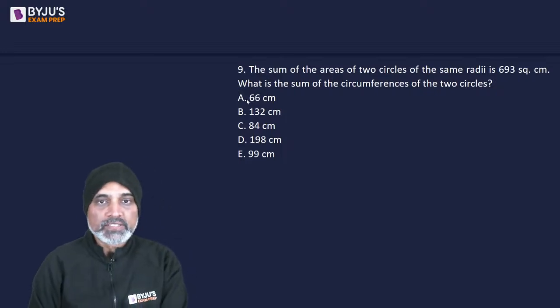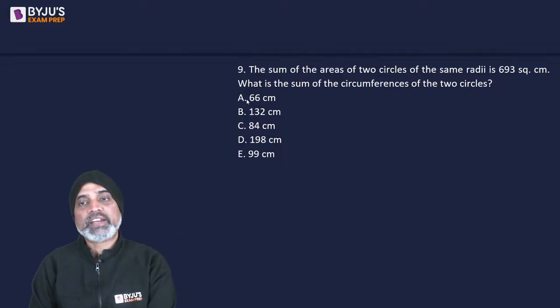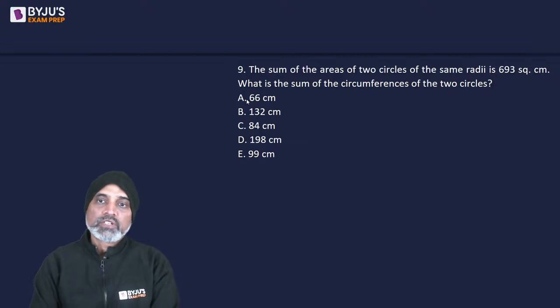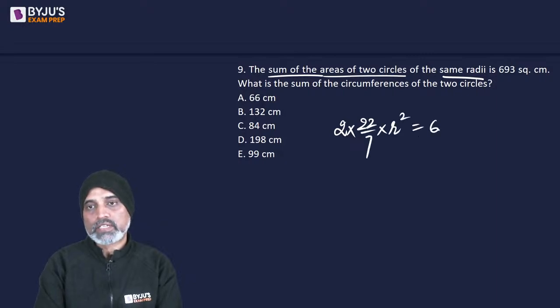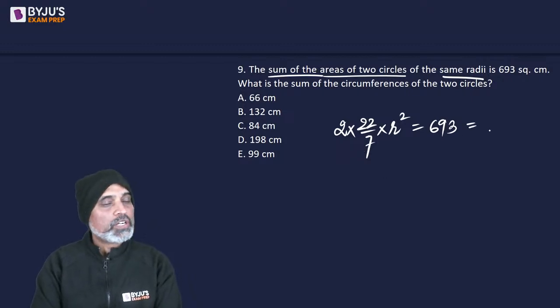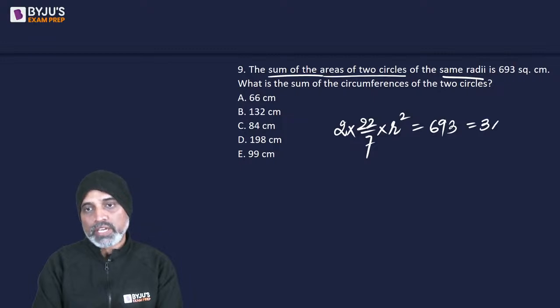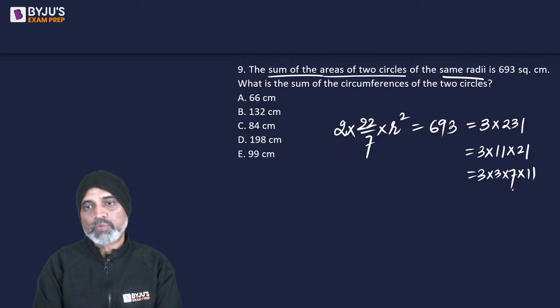Okay. Next, the sum of the areas of two circles of the same radii is 693 square centimeter. So since the radii are same and we have two circles and we need to find the sum of the areas, this is 2 times pi r square and this is given as 693. Now 693, if you think about it, this is going to be 3 into 231. And 231 can be written as 3 into 11 into 21, which can further be written as 3 into 3 into 7 into 11. So I wrote 21 as 3 into 7.